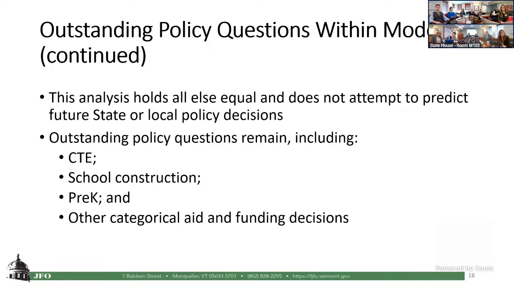Yeah, and I would add to that list special ed, which is not specifically called out because you called it out earlier. But I think it's still a major policy question whether special ed is funded in a grant or in a weight. We've heard a lot of conversation about that. But so as we go to the modeling that you'll see, recall that it does not include special ed.